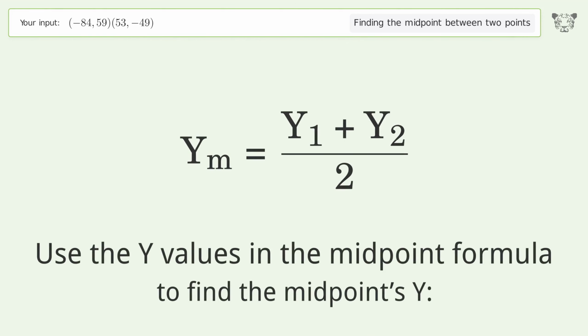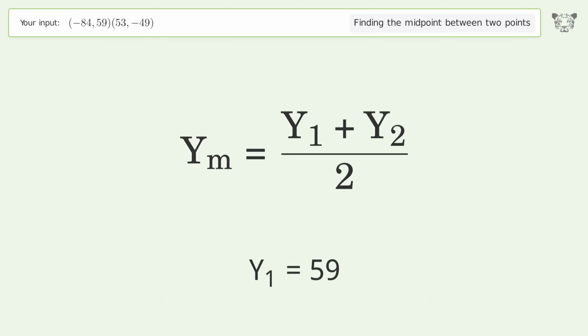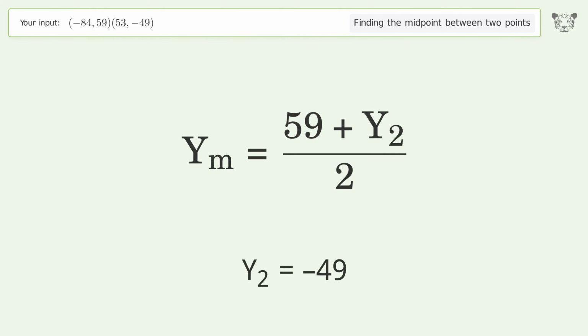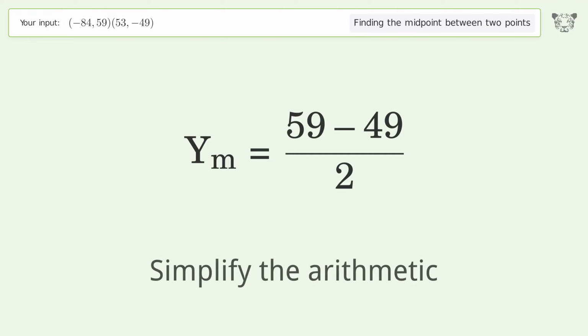Use the y values in the midpoint formula to find the midpoint's y. y1 equals 59. y2 equals negative 49. Simplify the arithmetic.